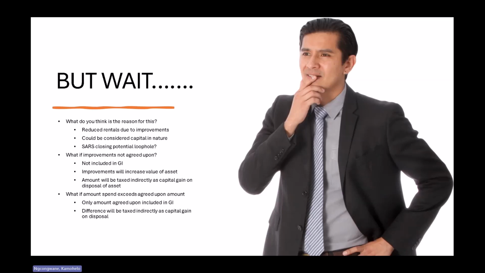Now, what happens if I decide to spend more than what was agreed on? If we agreed I'm going to make 600,000 Rand worth of improvements to this property, the person leasing out the asset needs to include 600,000 in their gross income. But if I spend 700,000, how much is included in gross income? Only 600,000 will be included in gross income because that is what was agreed on.